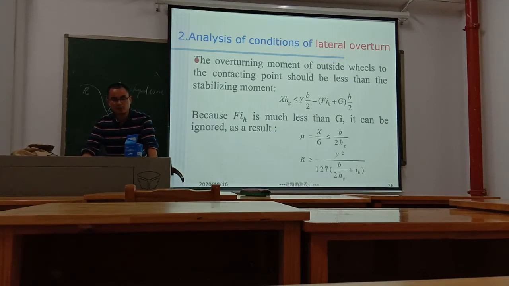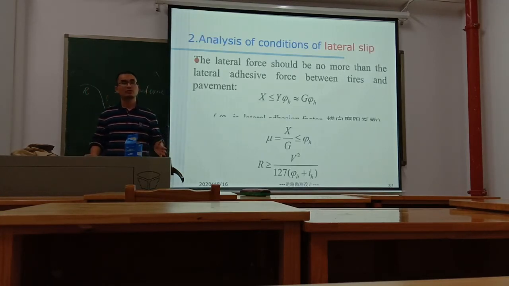The overturning moment of outside forces to the contact point should be less than the stabilizing moment. Hg is the height of the gravity center. B is the width between the left wheel and the right wheel.